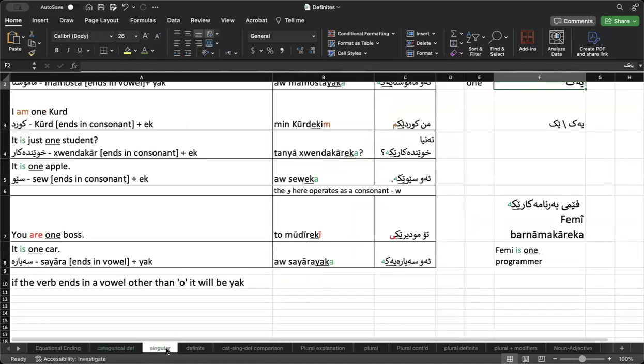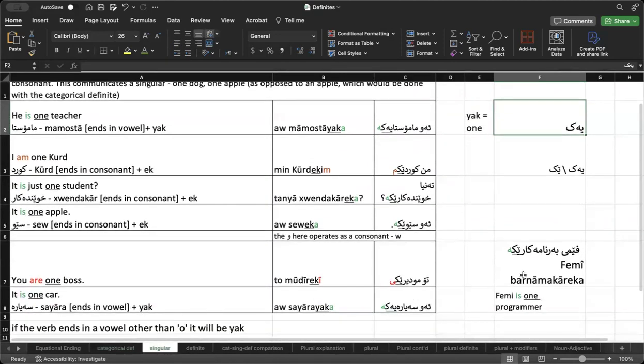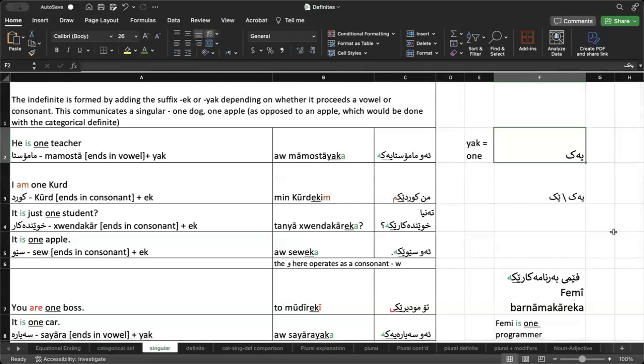Zurbasha. Okay, the singular. The indefinite is communicated by adding the suffix ek or yek, depending on whether it follows a consonant or vowel. This communicates a singular, like one dog, one chair, one person, one professor. And this is going to be just like a or an in English. Like he is one teacher. He is a single teacher. Au mamosta yek a.